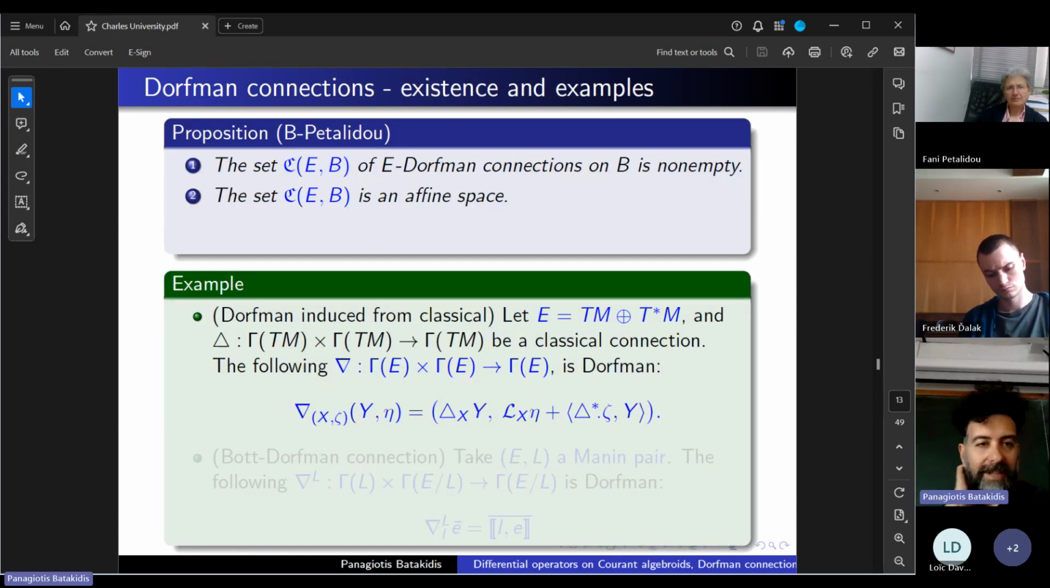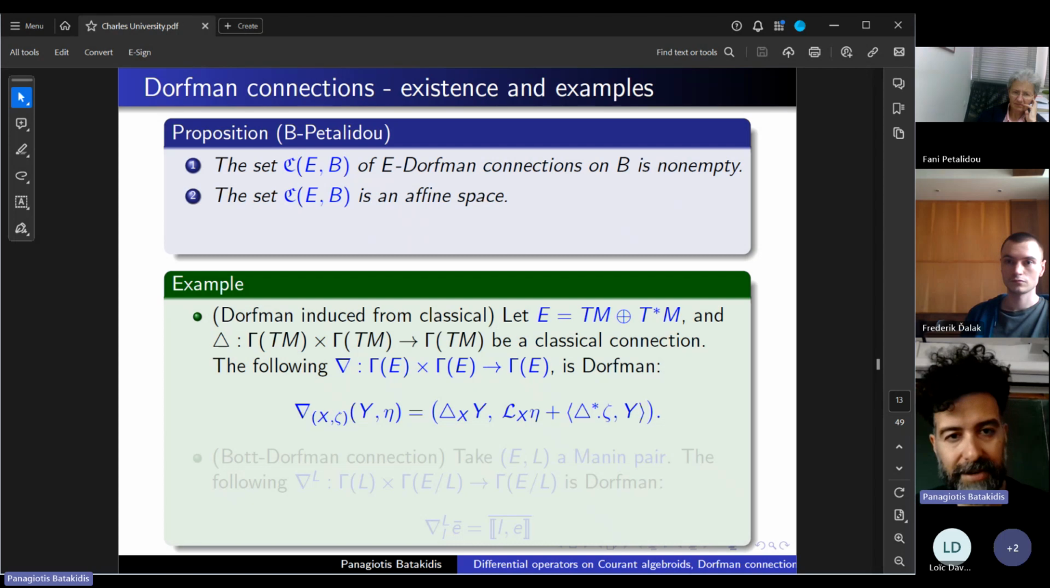So, actually, the first proposition that I want to mention is that it's not at all trivial to show that the set of Dorfman connections is not empty. Eventually, you have to build some nonlinear PDEs and make sure that they do have solutions. That's the whole point. But that's our first result.